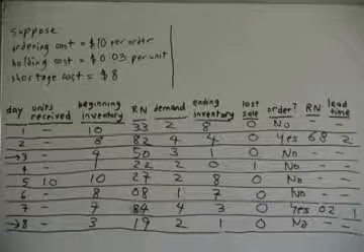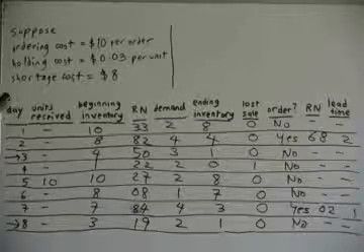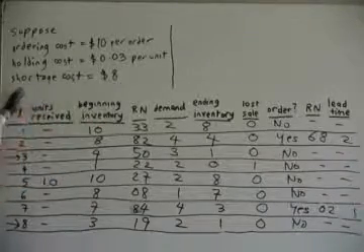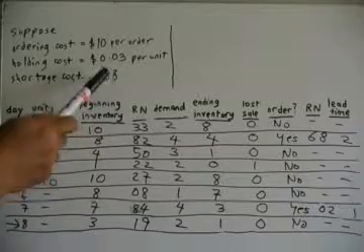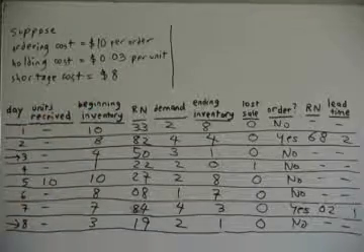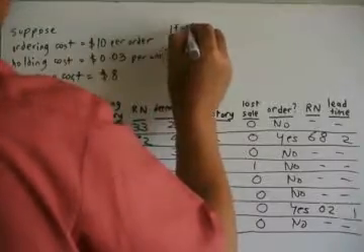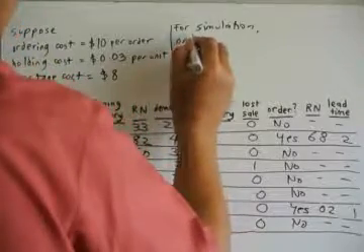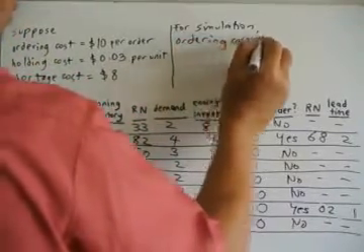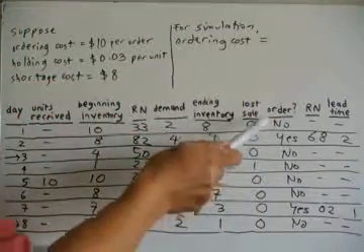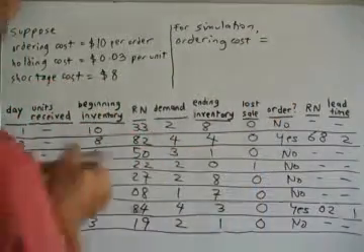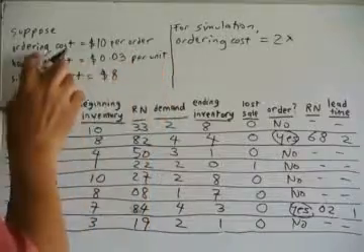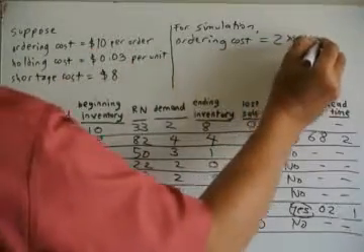We want to conduct a cost analysis for this solution. Suppose ordering cost is $10 per order, holding cost is 3 cents per unit, and the shortage cost is $8 for each lost sale. So for this simulation, the ordering cost. So here we order 1 and 2. So we order 2 times. Each order costs 10. So 2 times 10 is 20.